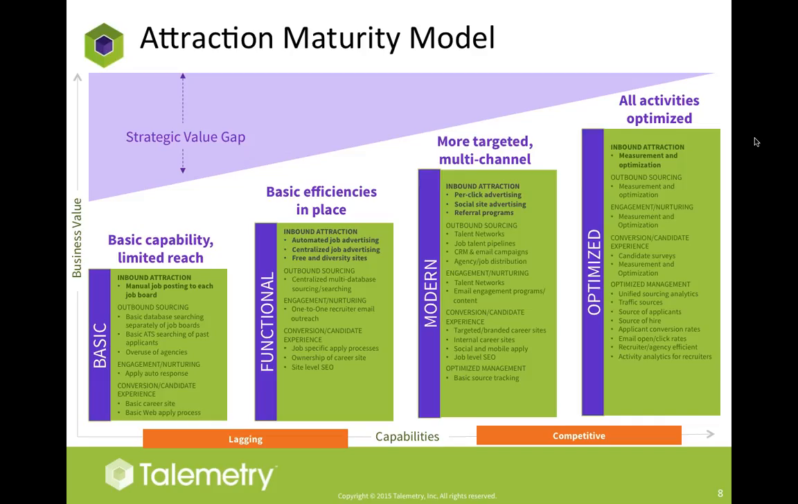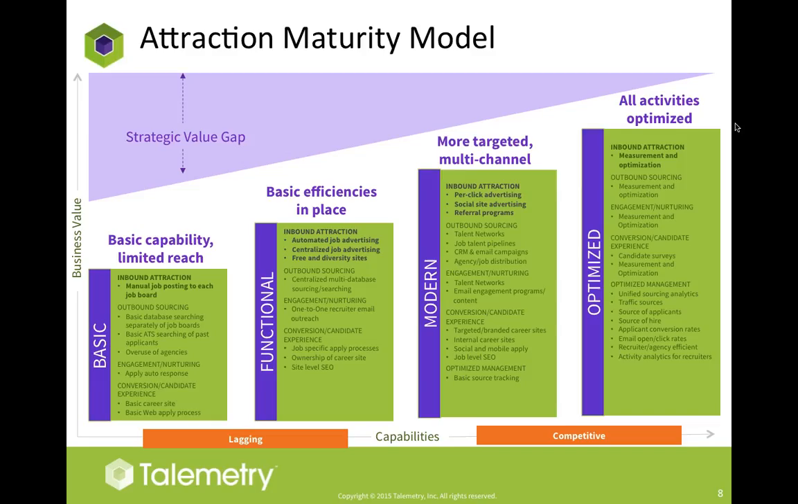But again, focusing in on inbound attraction, we move to a more functional box, where you have basic efficiencies in place. You're automating your job advertising and your posting, and you're using a lot of free and diversity sites. Where most of our clients and prospects fall is somewhere between functional and modern, where you're more targeted on the modern side and you're using a lot more channels. You're starting to see things like pay-per-click advertising and social site advertising, as well as referral programs.